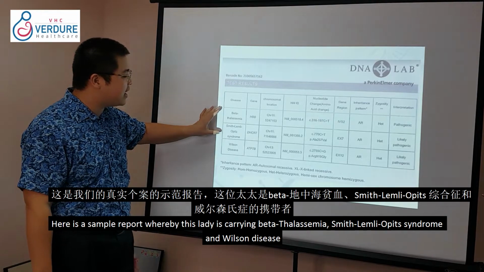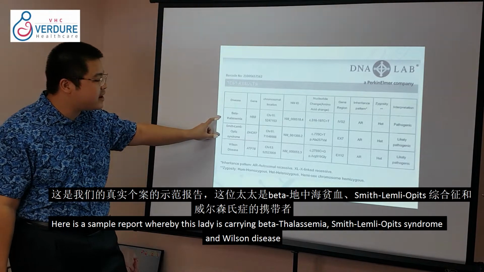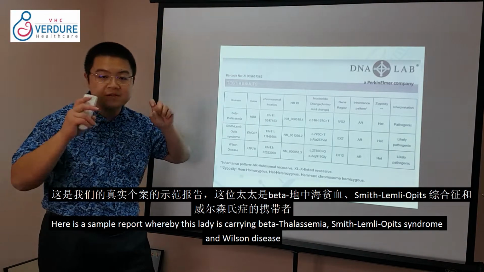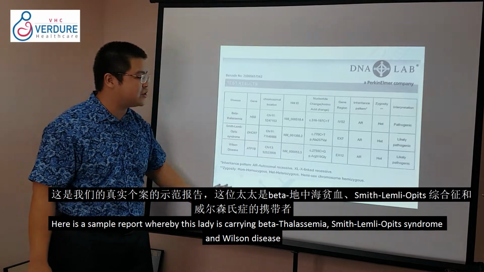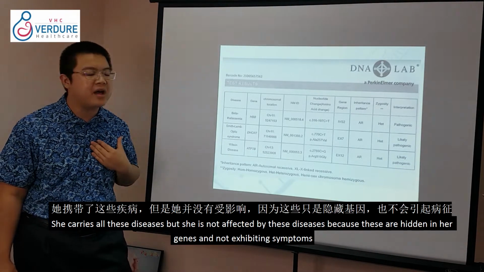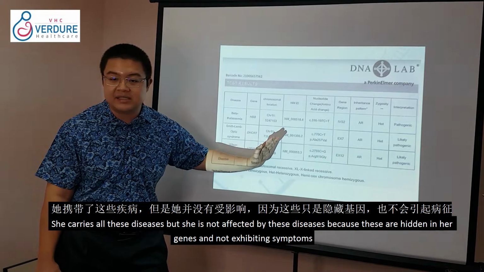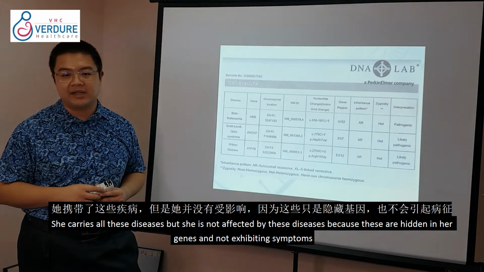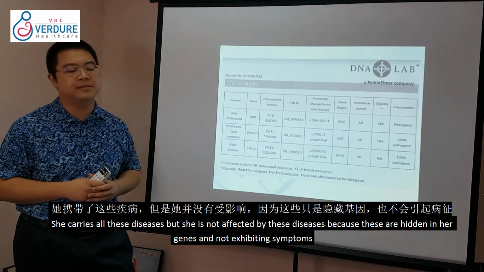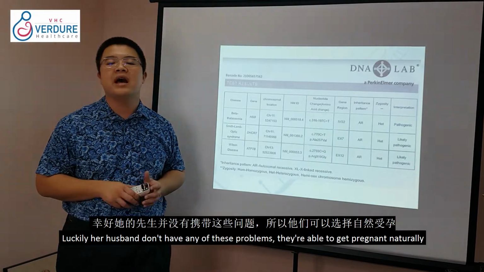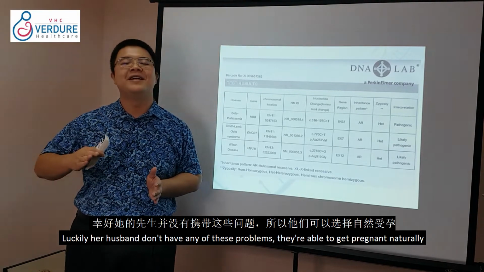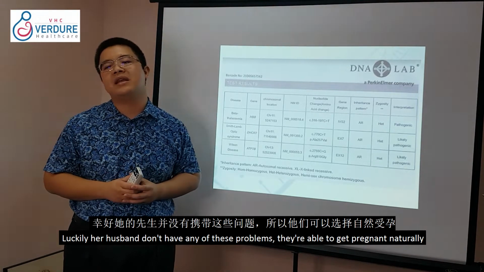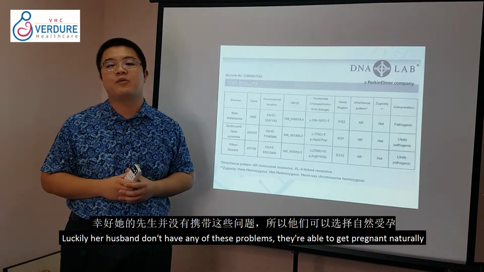The diseases over here are beta thalassemia, Smith-Lemli-Opitz, and Wilson's disease. I believe this is the wife's side. She has all these three diseases with her, but she is not affected by them at all because they are hiding inside her genes. They are not exhibiting the symptoms. Very fortunately, her husband is not carrying any of these diseases, and that's why they can get pregnant very safely and without worries.